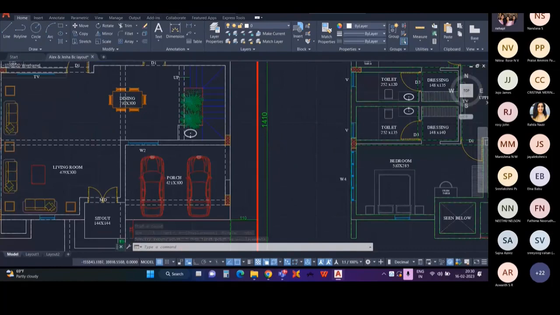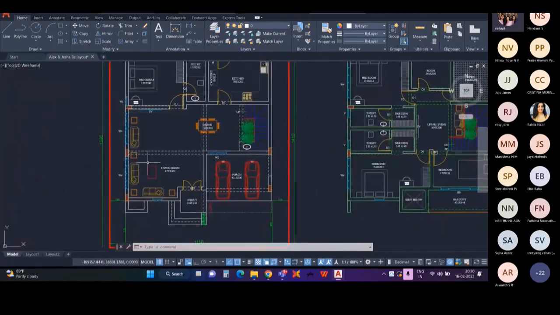So like this, we need to shift the column and try whether it's okay, whether the column is safe for both the first and the ground floor.